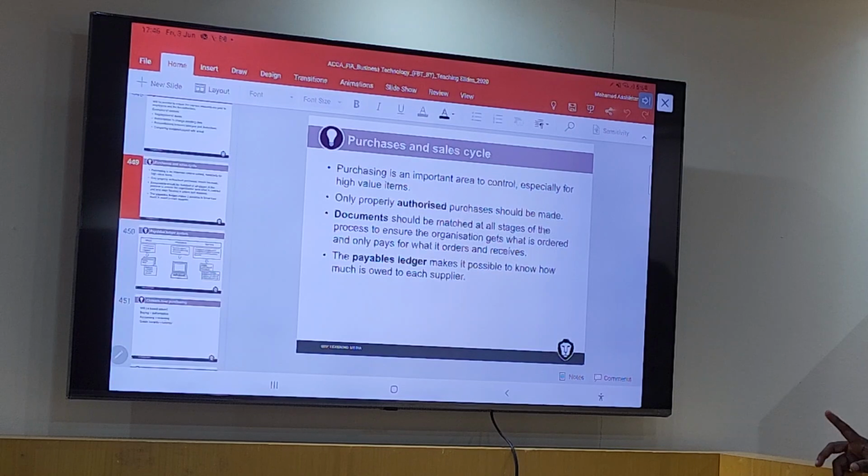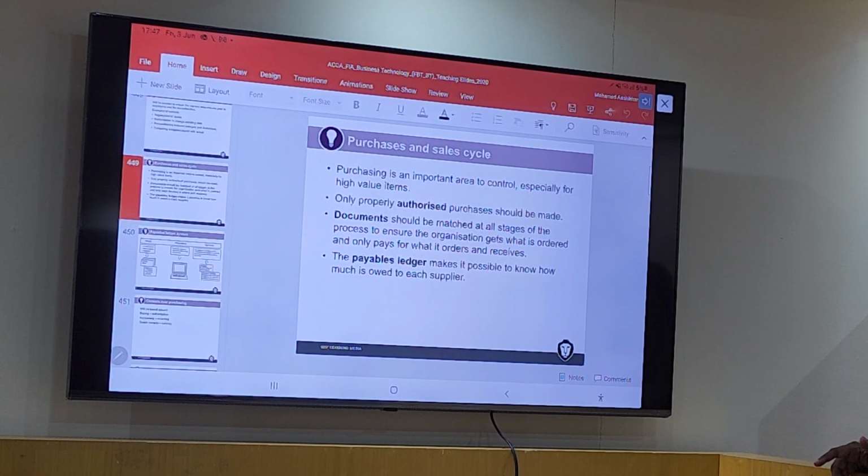So just to keep you informed. Only properly authorized purchases should be made. Documents should be matched at all stages of the process to ensure that the organization gets what it ordered and only pays for what it orders and receives. There is something called three-way match. You know what the three-way match is? You should have a PO, you should have an invoice, and you should have a GRN.